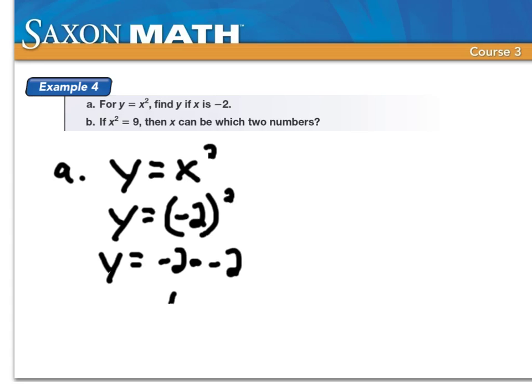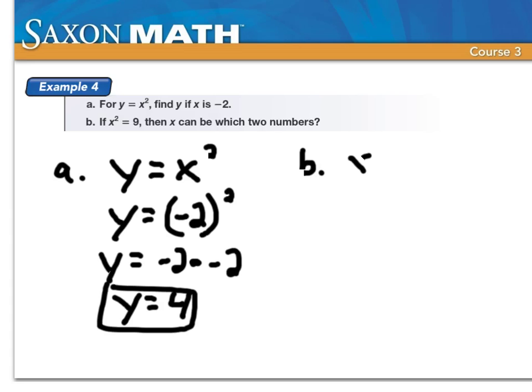Well, 2 times 2 is 4. And a negative times negative is a positive. So y equals positive 4. So basically what they're saying is negative 2 squared is positive 4 because a negative times negative is a positive. So then for B, it says x squared equals 9. And then we want to know x can be which two numbers. So we want to know what times itself equals 9.